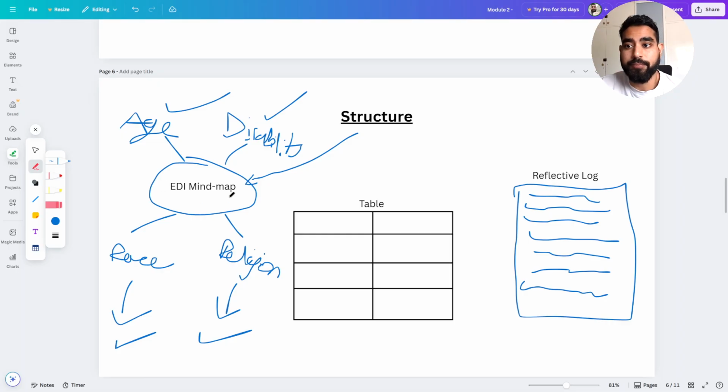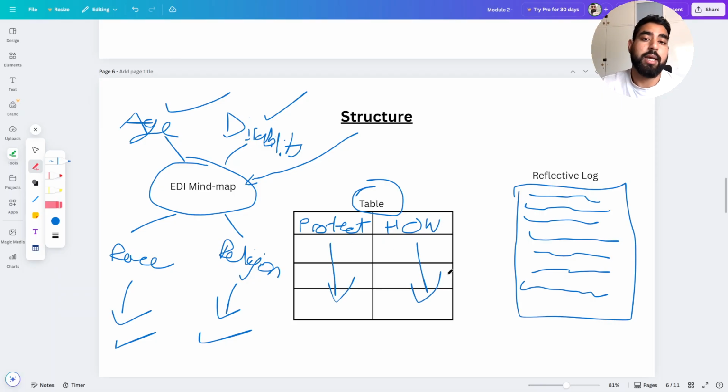images of. You can also write a table. So in that table you can put protected characteristics and how you sort of protect them as well. So you can list all the protected characteristics, and then next to each one you can talk about sort of how these people are accommodated for.